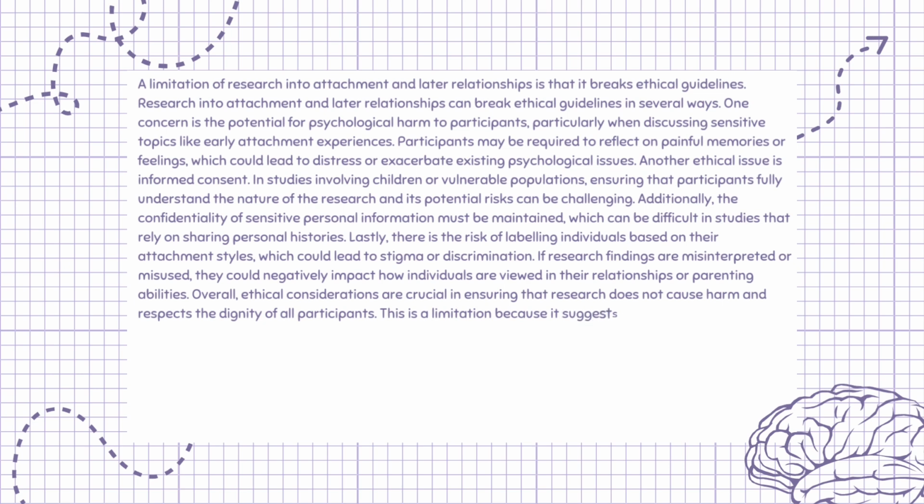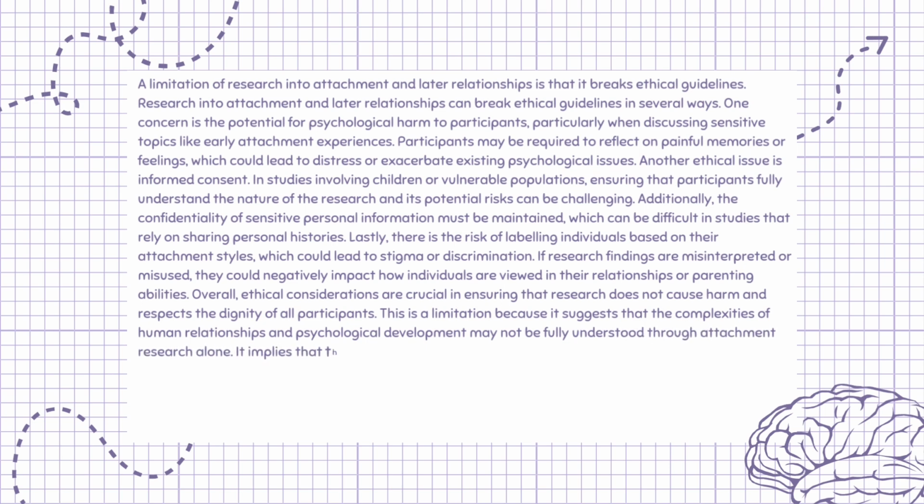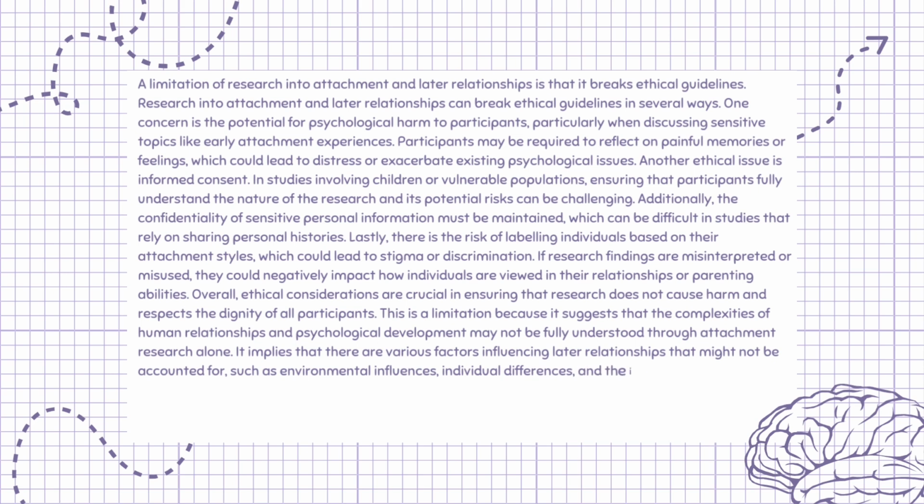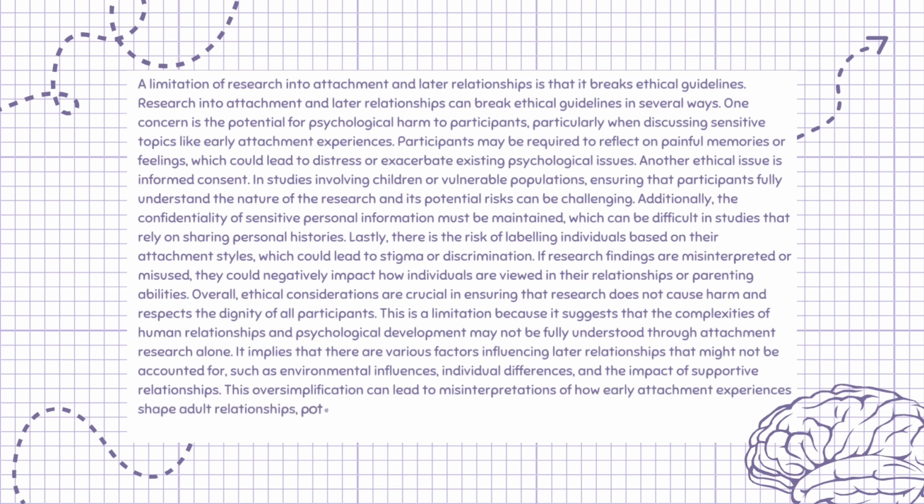This is a limitation because it suggests that the complexities of human relationships and psychological development may not be fully understood through attachment research alone. It implies that there are various factors influencing later relationships that might not be accounted for, such as environmental influences, individual differences, and the impact of supportive relationships. This oversimplification can lead to misinterpretations of how early attachment experiences shape adult relationships, potentially overlooking the resilience and growth that can occur in different contexts.